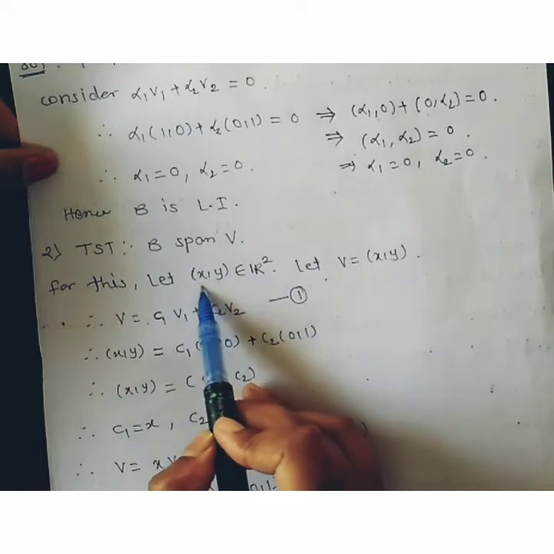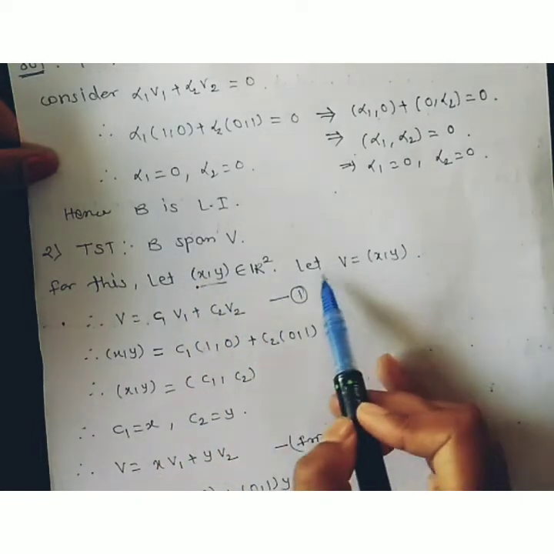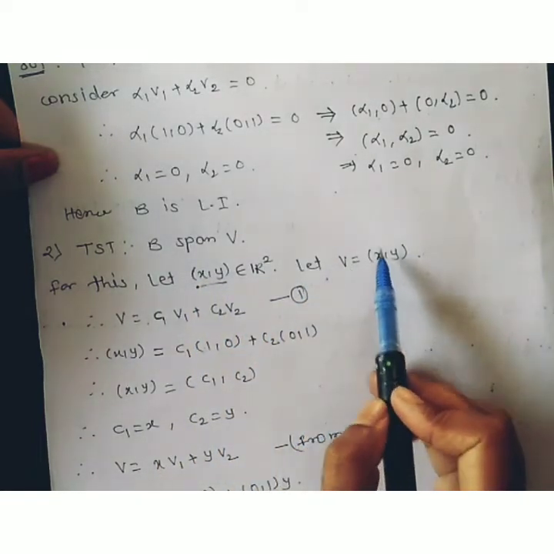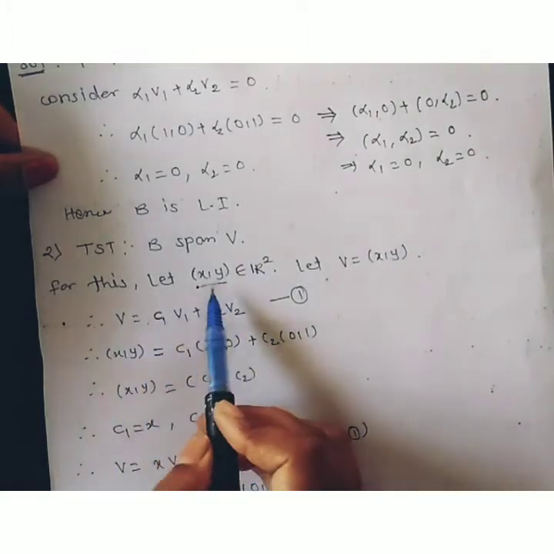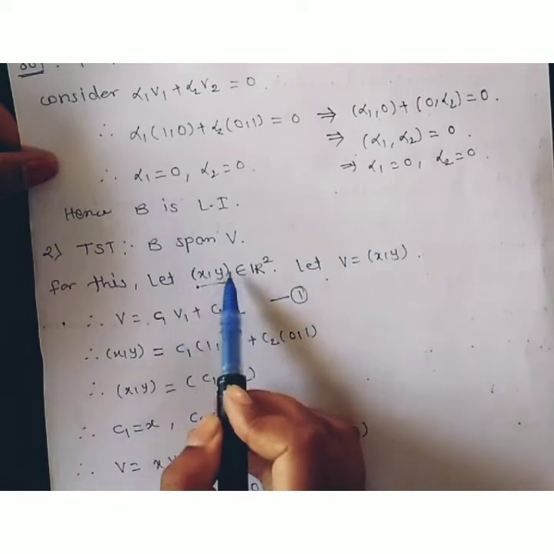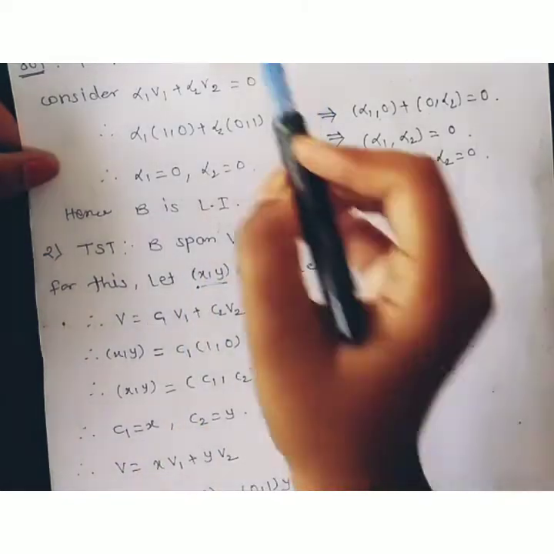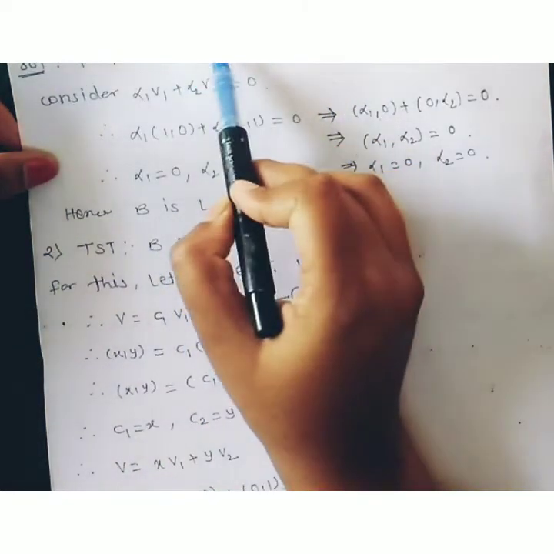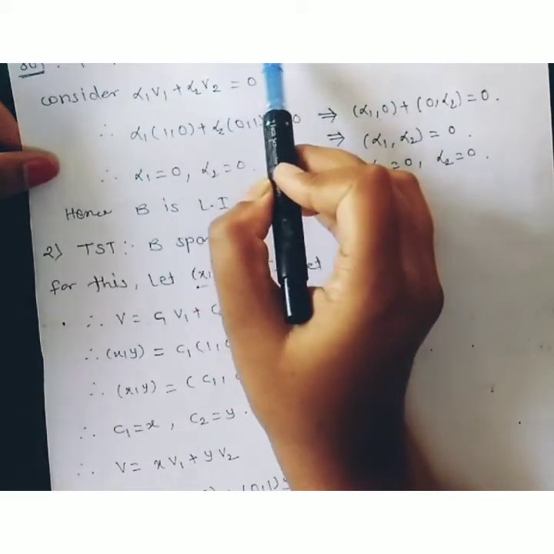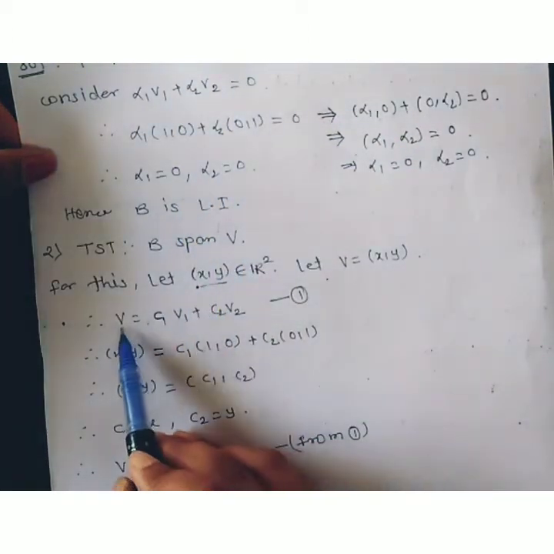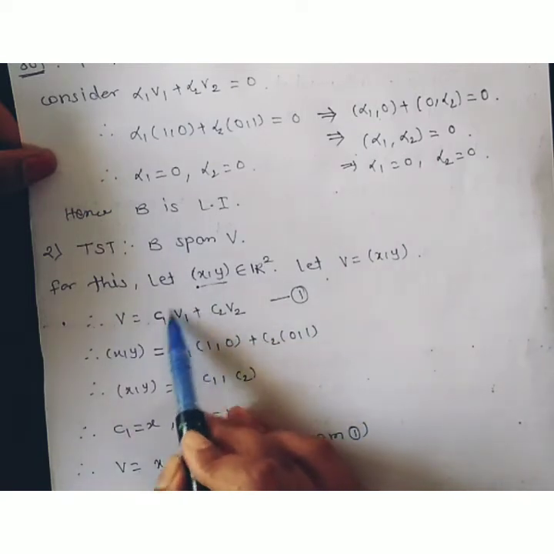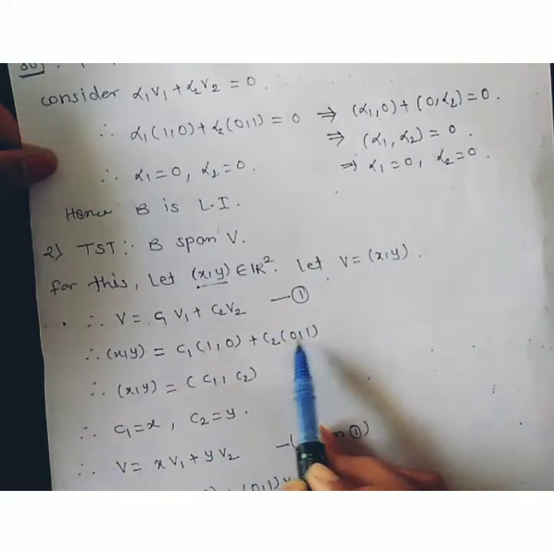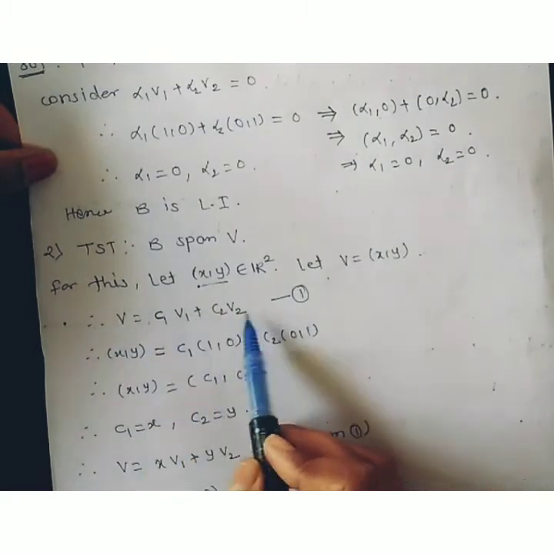Consider any arbitrary ordered pair, suppose (x, y). Let V be equal to the ordered pair (x, y). Then we have to show that this ordered pair must be a linear combination of these basis elements. Here the basis elements are (1, 0) and (0, 1). Therefore, consider V equal to C1 V1 plus C2 V2, where V1 is (1, 0) and V2 is (0, 1).